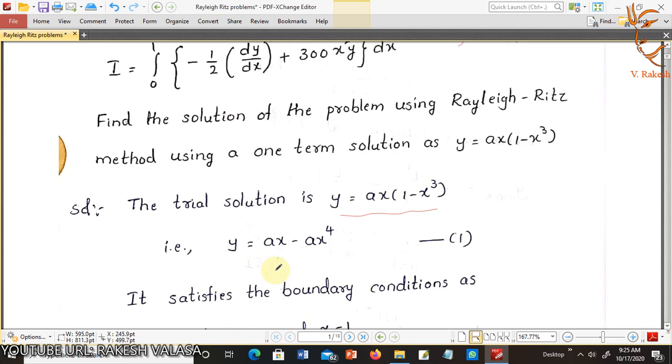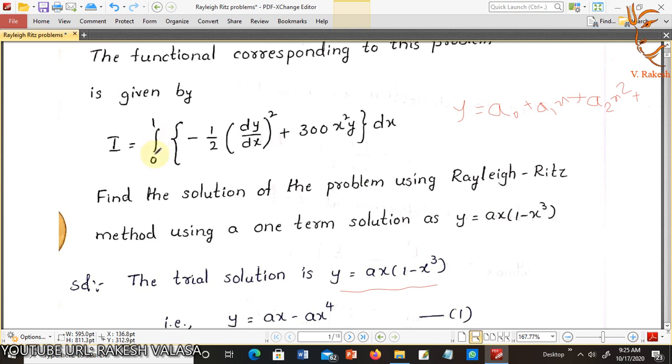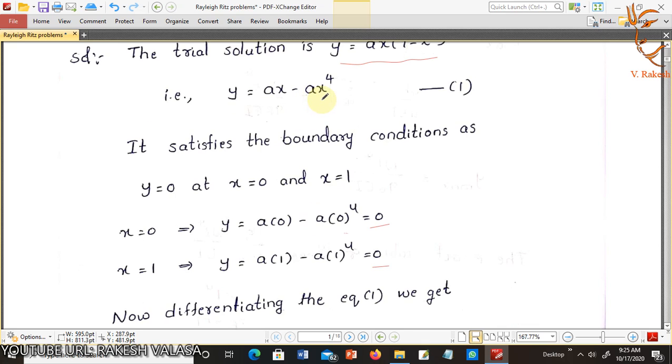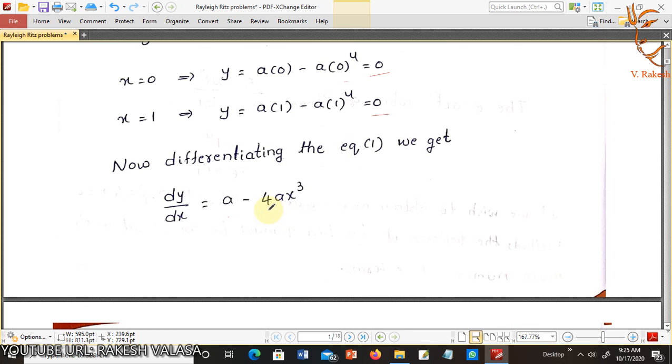Now see the functional equation, that is integration 0 to 1 of minus 1 by 2 (dy by dx) whole square plus 300 x square y dx. See this term, (dy by dx) whole square. So now take the derivative with respect to x. Let us see the trial function. The derivative of ax is a, and the derivative of ax power 4 is 4ax cube, so dy by dx equals a minus 4ax cube.